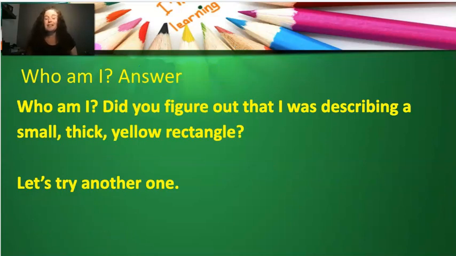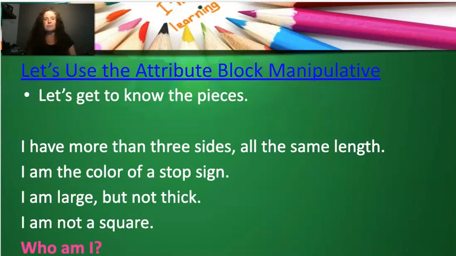So who am I? The answer? Did you figure out that I was describing a small, thick, yellow rectangle? So make sure you had all 4 of those words. You want to be as specific as possible. So small, thick, yellow rectangle. Now let's try another one.